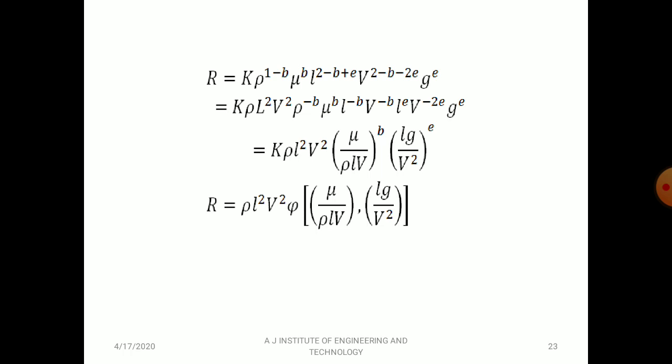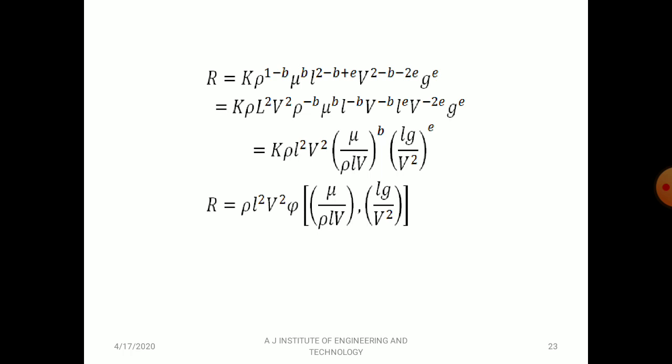So now we can just rearrange: K into rho into L square V square, mu divided by rho L V to the power b, because rho L V has negative power, so that is rho to the power minus b, L to the power minus b, V to the power minus b. When it goes to the denominator, it becomes positive. So mu to the power b is anyhow positive, so I can club together those terms. Mu divided by rho L V to the power b into L g divided by V square to the power e, similar to writing the expression related to power of b.